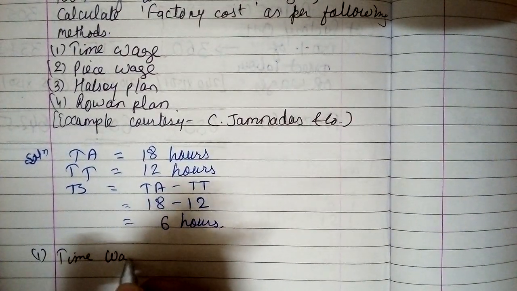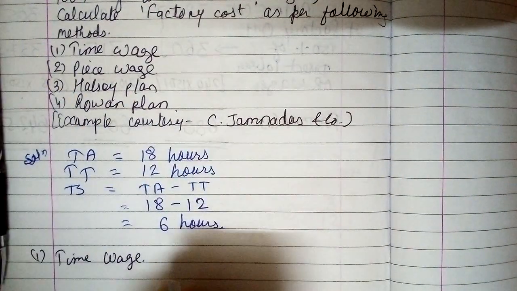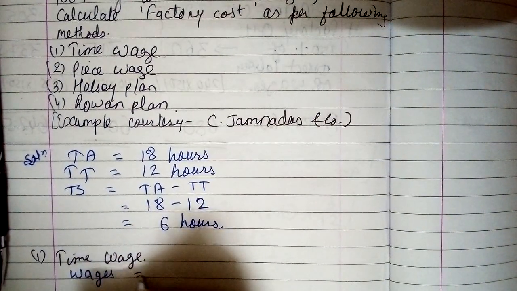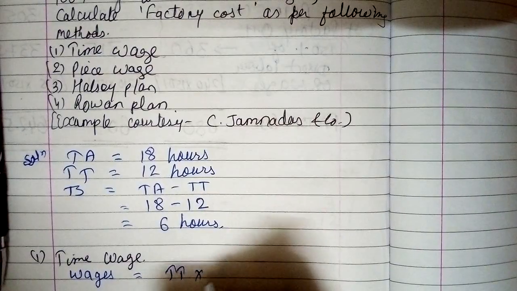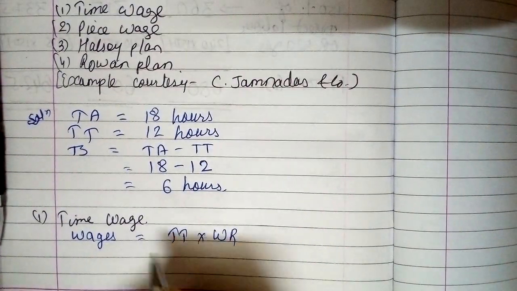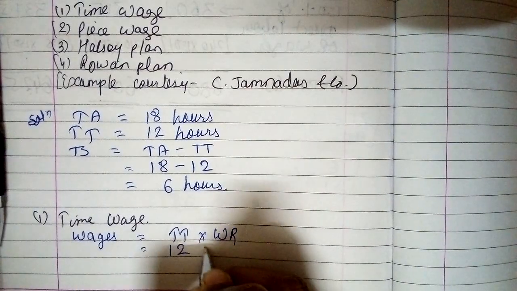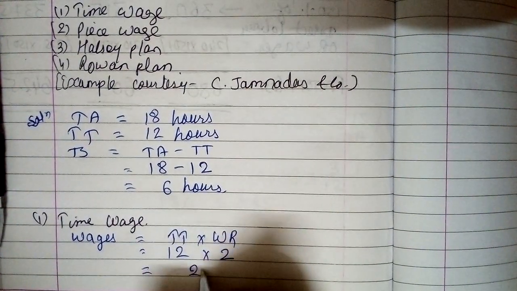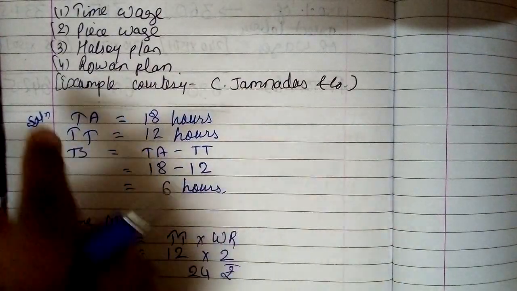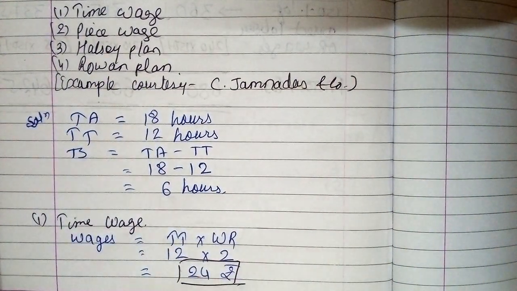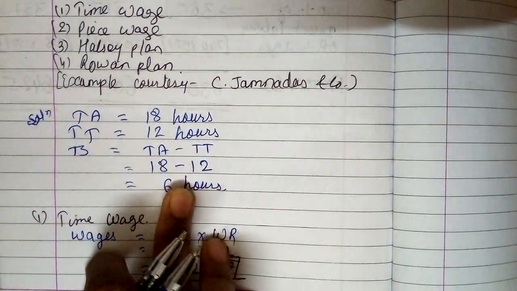Starting with the first calculation, time wage. Formula: wage is equal to time taken into wage rate. So the time taken 12 hours into wage rate rupees 2. So time wages are 24 rupees. So this is our first answer of time wage.